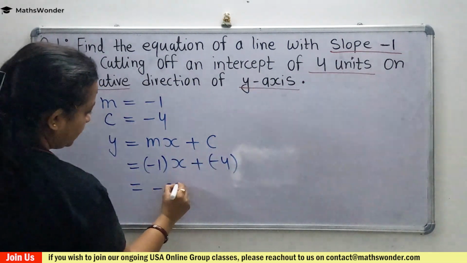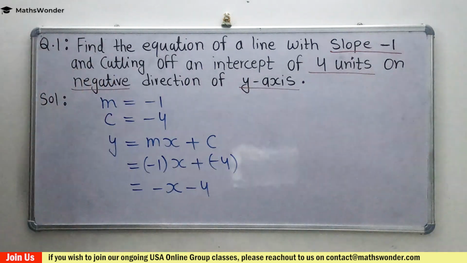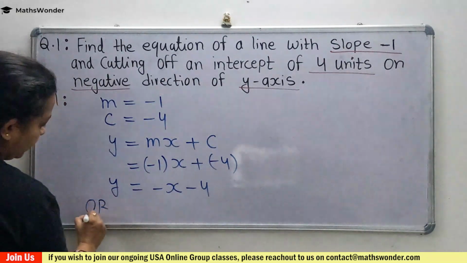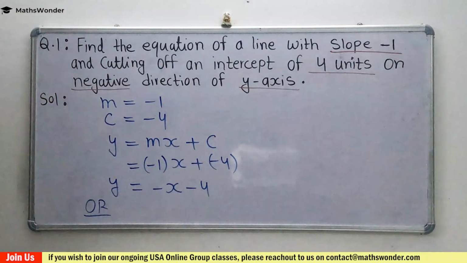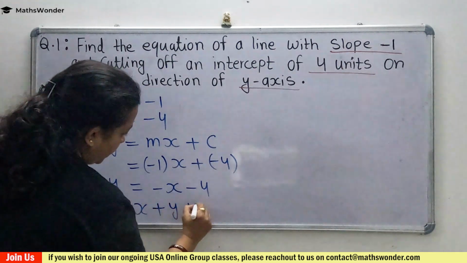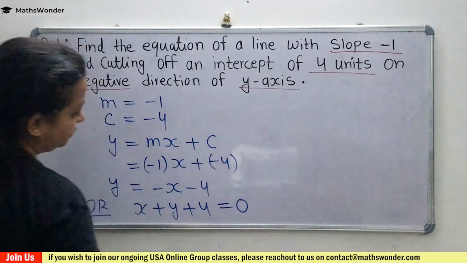Substitute your values here. So m is -1, x, c is -4. When you solve this, you will get y is equal to -x - 4, right? Or you can write it in the other way: x plus y plus 4 is equal to 0.